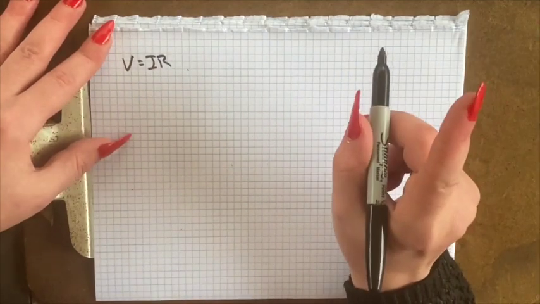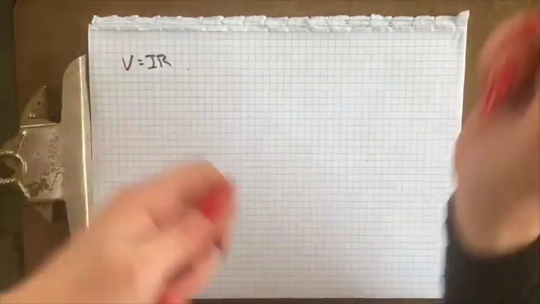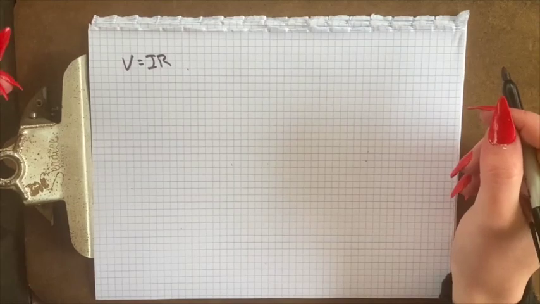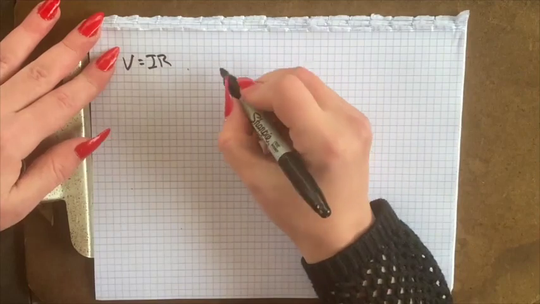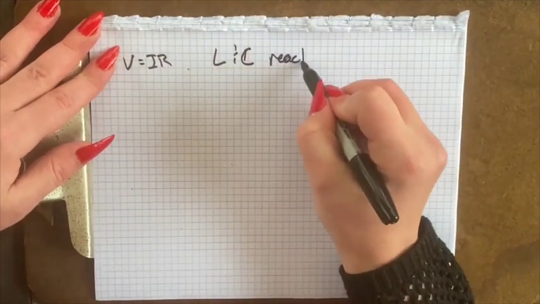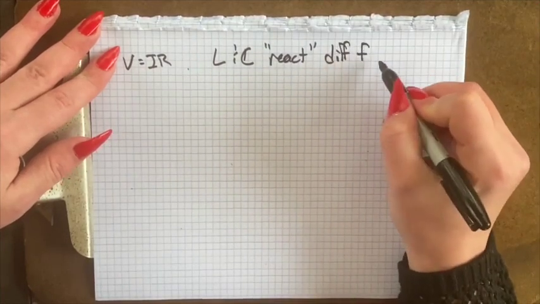I don't want to call them a resistance because resistance is literally crashing into other atoms and stuff in the way. So maybe we should think about a different term that means about the same thing. Let's say that they react. L and C do react to different frequencies differently.